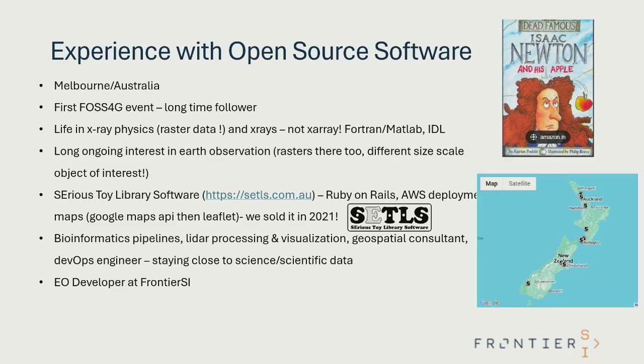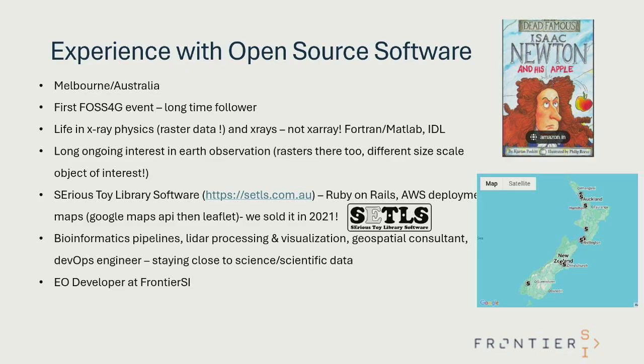The software has a catalogue of the toys, does member management, and I got my hands dirty in full stack application development working on that. We deployed on AWS. I learned Ruby on Rails. We used some Google Maps stuff in there, and then Leaflet. We eventually sold it about 4 years ago, and there was a pretty good uptake in New Zealand. So I've got a little map from the Settles website showing the locations of where some of those toy libraries that use the software that we worked on are.